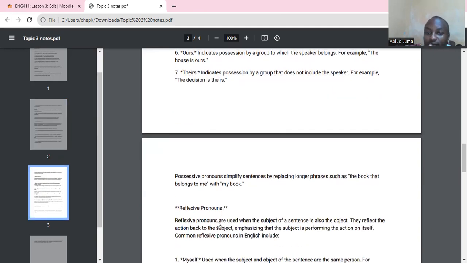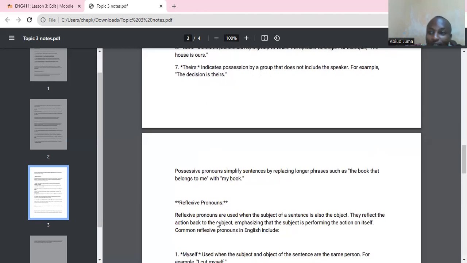Possessive pronouns simplify sentences by replacing longer phrases such as the book that belongs to me with my book. So instead of saying the book that belongs to me, you just use a possessive pronoun and say my book. So my is a possessive pronoun to show the ownership of the book.